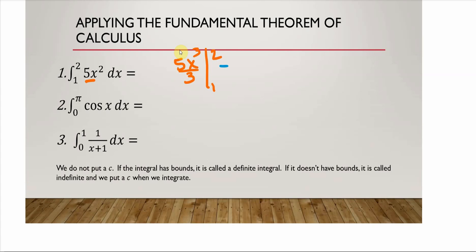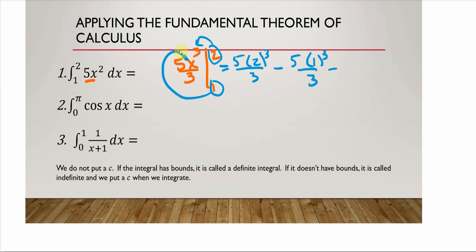All right? So now the fundamental theorem of calculus says you're going to take the 2, plug it in. So I'm going to have 5 times 2 to the third over 3 minus, now I'm going to take the 1 and plug it in. So I'm going to get 5 times 1 to the third over 3. And that's going to give me 2 cubed is 8, times 5 is 40. 40 thirds minus 5 thirds. And my answer is going to be 35 thirds. So this is going to be a positive. So that means that most of the area is going to be above the x-axis.